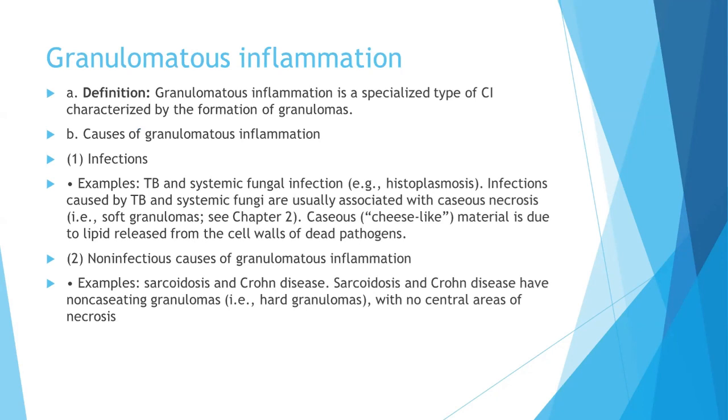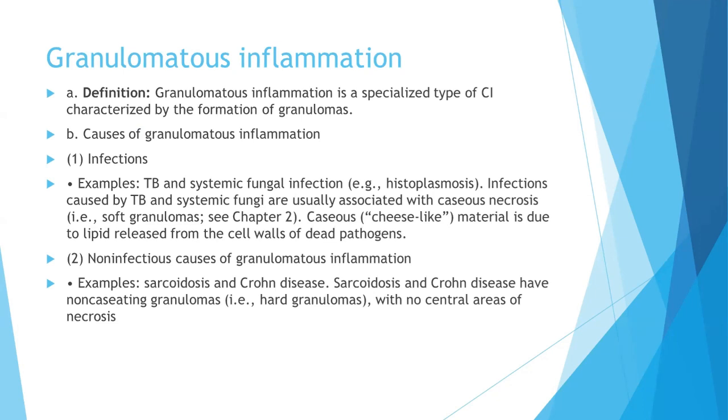Now, wherever we talk about granulation tissue, we need to talk about granulomatous inflammation. So, granulomatous inflammation is a special type of chronic inflammation which is characterized by the formation of granulomas. What are the causes of granulomatous inflammation? The number one cause is infections. For example, TB and systemic fungal infections.